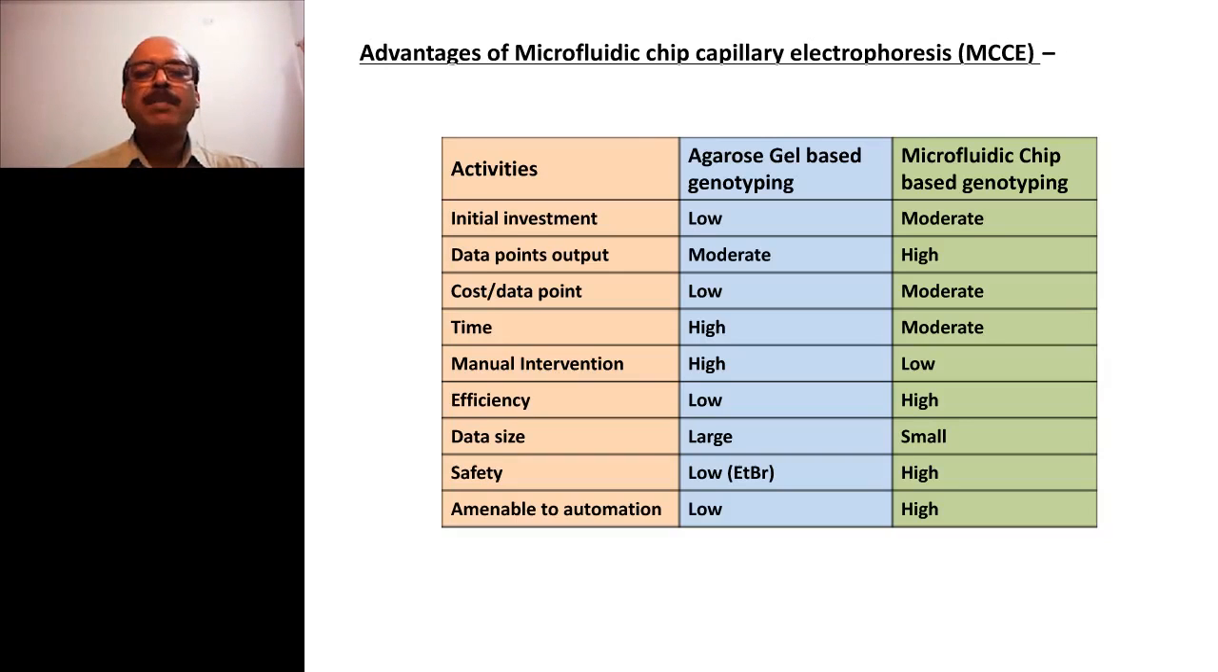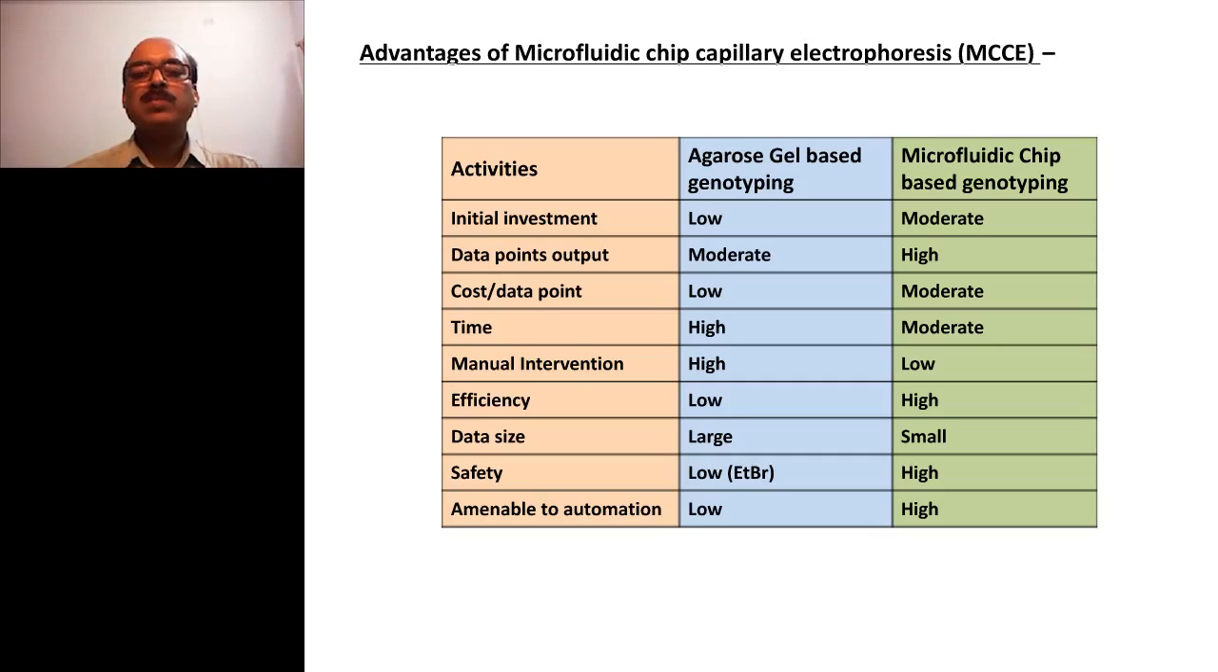And as I mentioned earlier, in terms of efficiency, the cost per data point very well gets compensated by the high overall efficiency of this system. Also, another very critical part is that when we are working with agarose gels, the gel images we have to store as data take a large amount of space on the server, versus the very small size files generated by a microfluidic system.